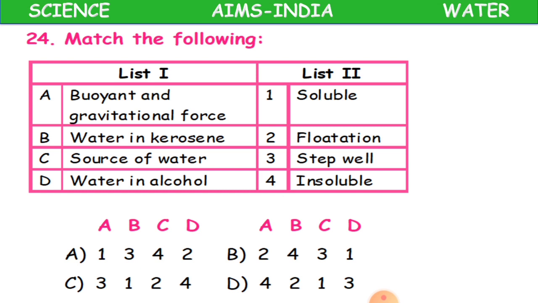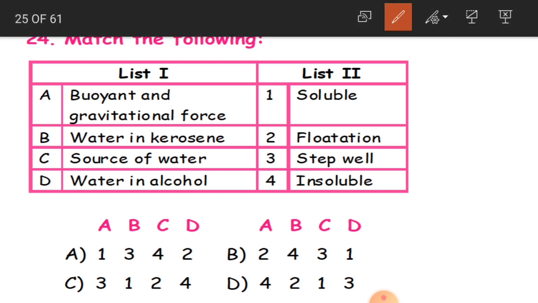Now we'll go with the match the following, the 24th question. In list 1, you have got some type of source and the force of water, and in list 2, they are named whether they are soluble or some other feature. So list 1, we'll just match it. Buoyant and gravitational force. When this happens, how will the object be? Buoyant means what, children? The upward force.